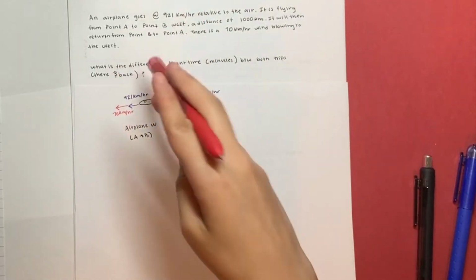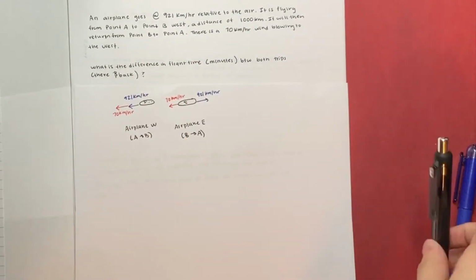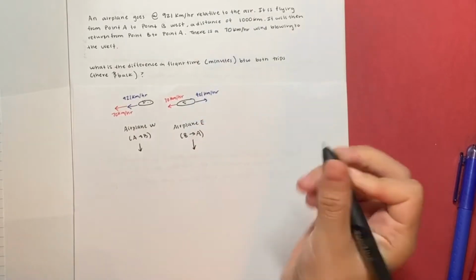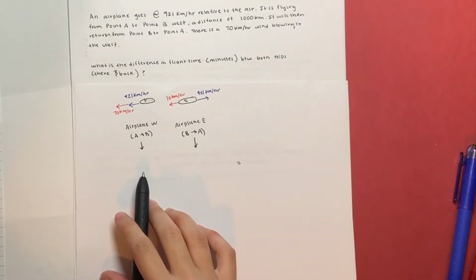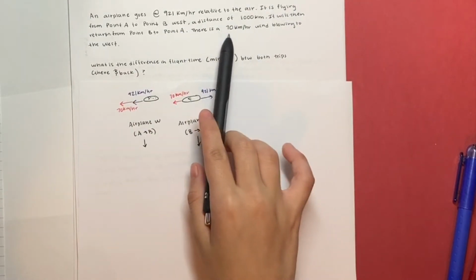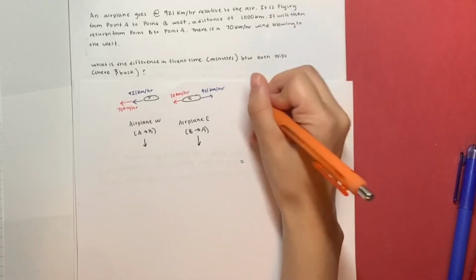And we're trying to find the difference in flight time in minutes between those trips there and back. So first, we are trying to find the minutes this one will take and the minutes this one will take, and then we will find the difference and get our answer. So how I would do this is, let's look at all our variables again. We should write down the total distance that they would all take.